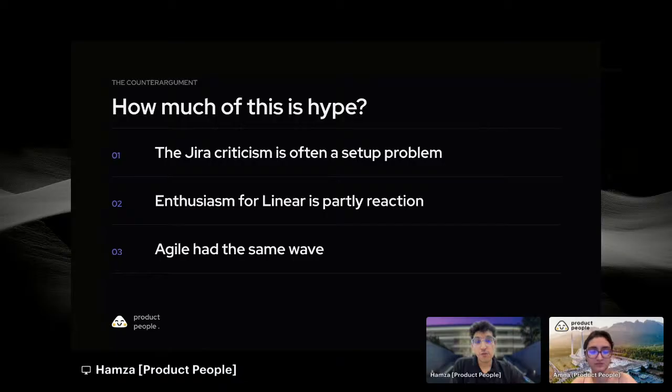The tool often is configured by someone who never really thought about how they could use it, and that is more so a governance failure as well. Now fix the configuration and implement Jira how you're thinking you would implement Linear, and maybe that resolves a lot of the problems. Second, enthusiasm for Linear is partly reaction as well.